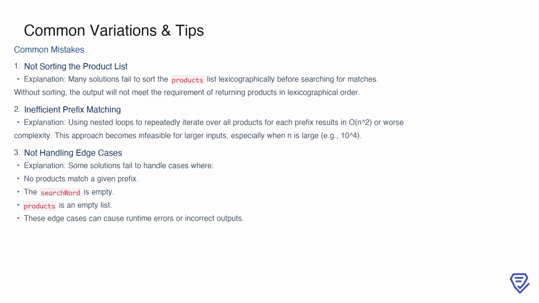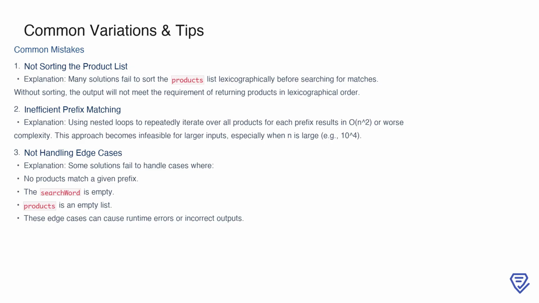Another frequent issue is inefficient prefix matching. For example, using nested loops to examine every product for each prefix can lead to O(N squared), or worse, time complexity. This approach becomes impractical for larger input sizes, such as when the number of products reaches 10,000 or more. Lastly, it's important to handle edge cases properly.